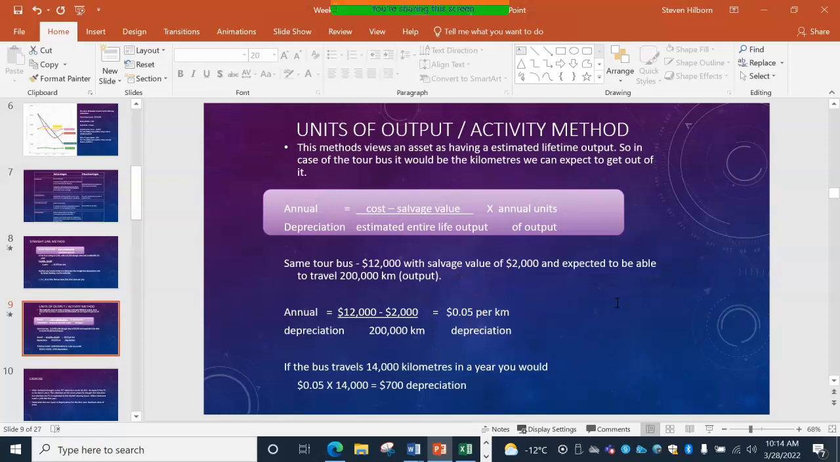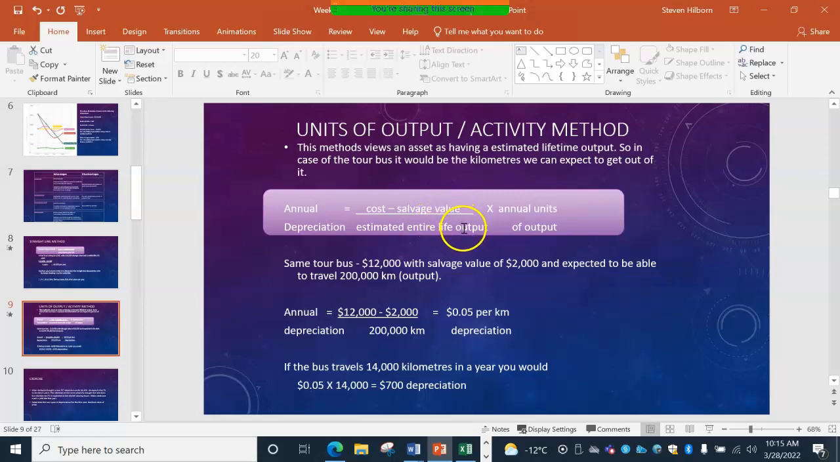Rather, we can also look at the units of output. So we have this tour bus, but we also know that it's going to drive a bunch of kilometers. And, you know, if we bought a brand new tour bus and then the pandemic hit or whatever it might have been, and it sat in a parking lot, it didn't go down $2,000 in value. It was barely driven. So let's look at units of output. It's a little bit different. The beginning starts the same, where it's cost minus our salvage value. So that'll still be 12,000 minus 2,000, divided by the estimated entire life output.